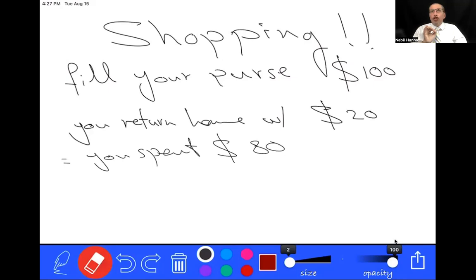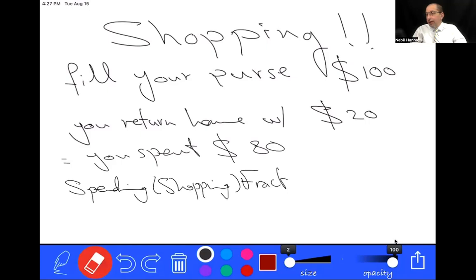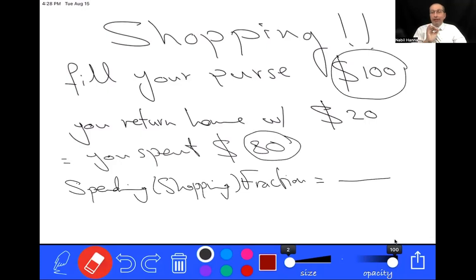Okay? So what's your spending fraction? If I want to calculate your spending or shopping fraction, it will be what? How much you spent in relation to how much you had, right? So you had 100. Out of this 100, you spent 80. So your shopping fraction or spending fraction is 80%, right?